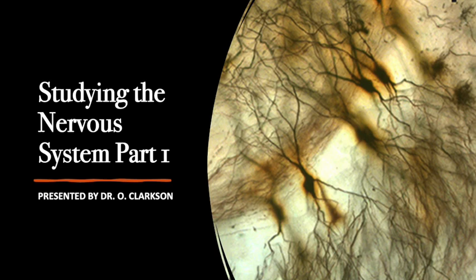Two major terms that I want you guys to be familiar with as well. Pretty straightforward: divergence versus convergence. With divergence, you have one cell communicating with multiple postsynaptic cells, versus convergence, where you have multiple cells communicating with one single neuron.